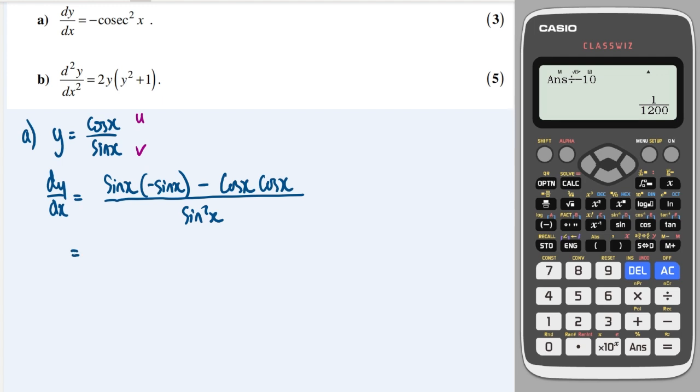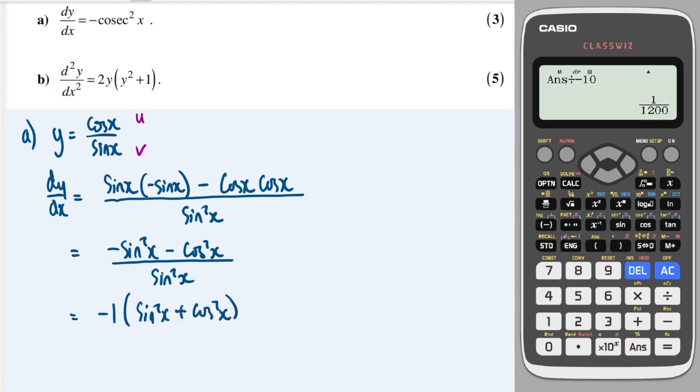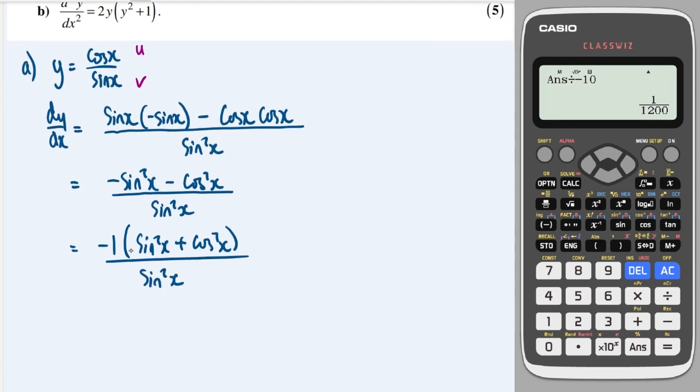Okay, so the top line reads -sine squared x - cos squared x, all over sine squared x, and we can take out a factor of -1, which will give me sine squared x + cos squared x all over sine squared x. Of course sine squared plus cos squared is 1, so -1 over sine squared is -cosec squared. Perfect.